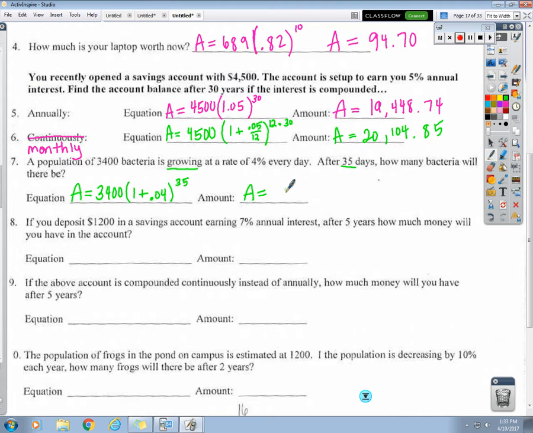I got 13,416.70. Did you type in 3,400? Look at what you typed in. Make sure you didn't accidentally add a 0 or something.